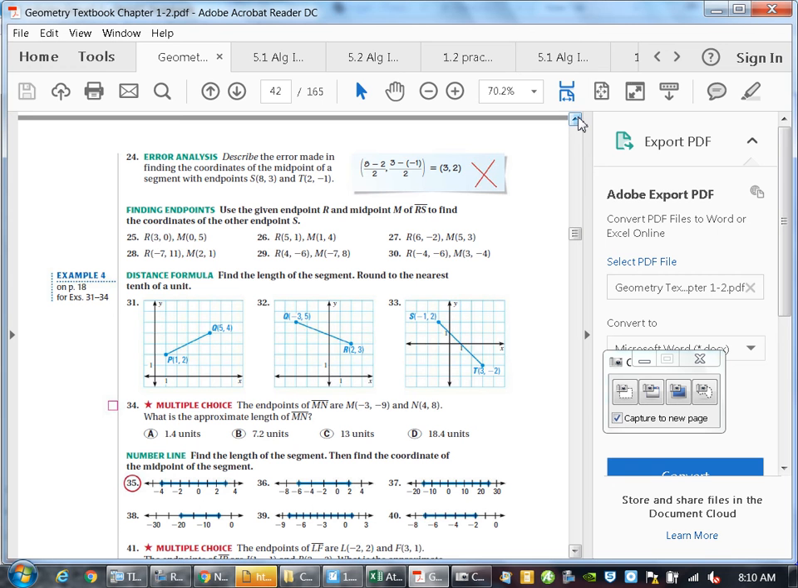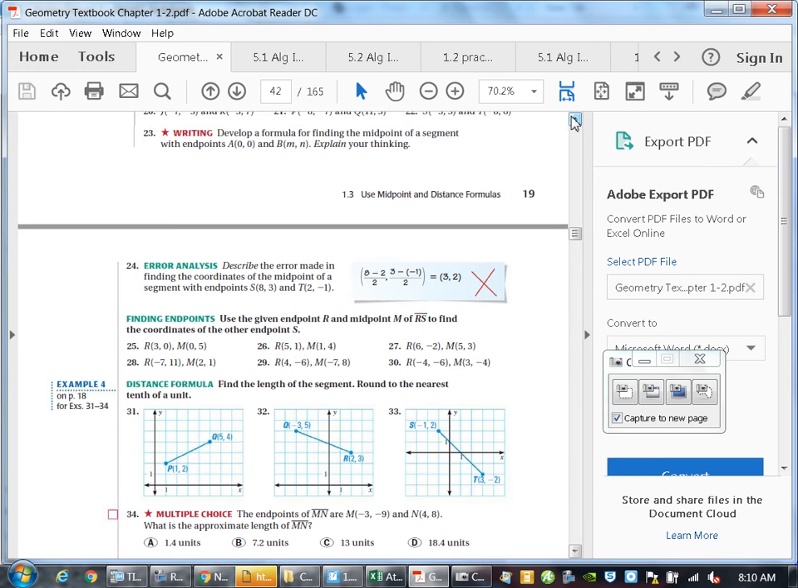The other one is when we had some of the algebra. Let's find that one.